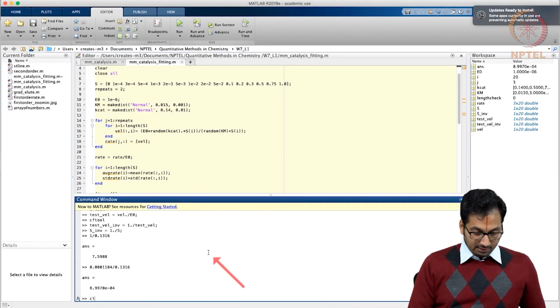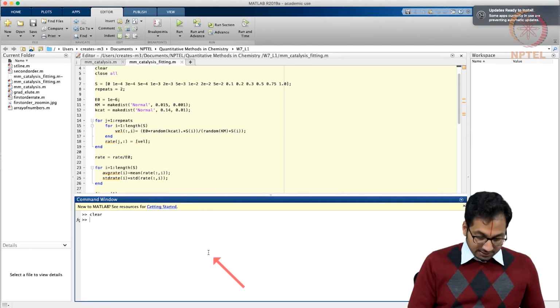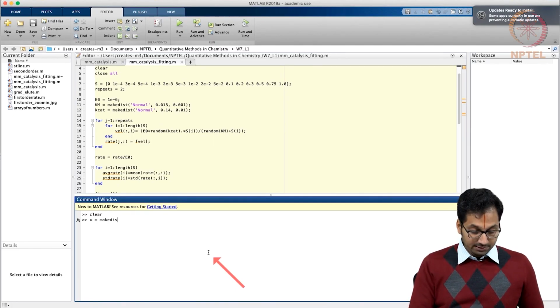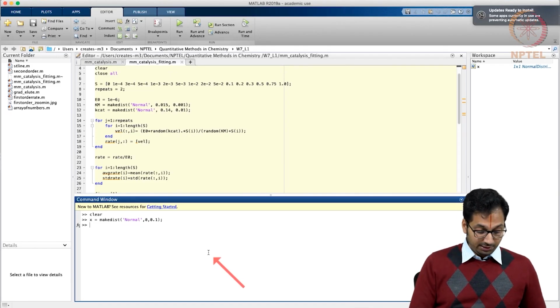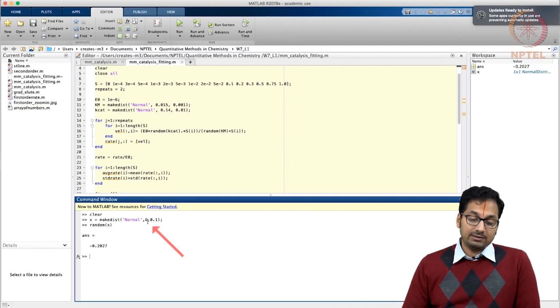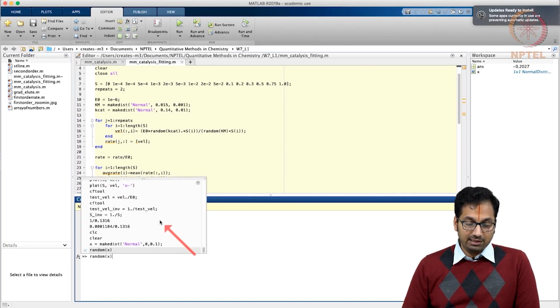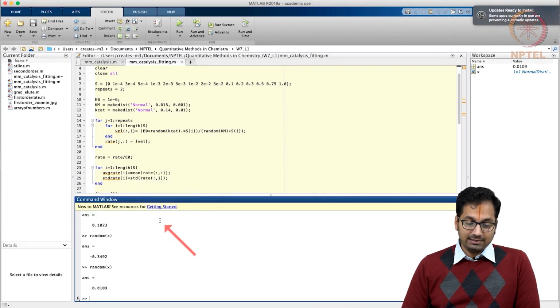Let's clear any variables that exist. Let's say x is equal to make dist, and then we can say normal. That means it's a Gaussian distribution. Let's keep it at 0, and we can say 0.1 is the standard deviation associated with it. So then we say random x, what MATLAB does is to randomly pick a value with an average of 0 and a standard deviation of 0.1 across many such numbers. So you can keep repeating this random x and you realize that the value comes out quite different each time you simulate.